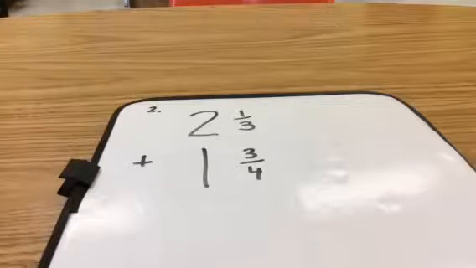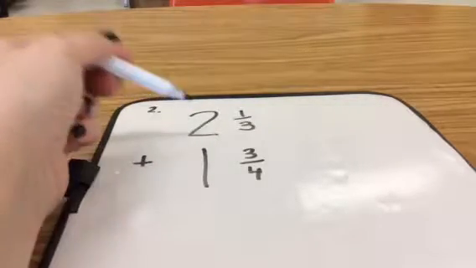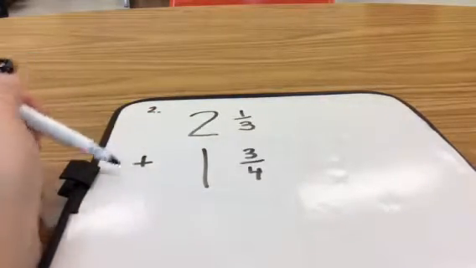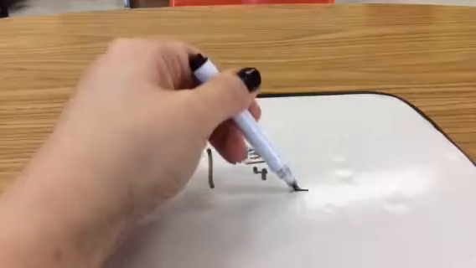Hello, this is another type of problem from lesson 6.6 on Rich's homework, the standard practice. This is question number 2. Again, I stacked both of the fractions, 2 and 1/3, and my operation is plus 1 and 3/4.